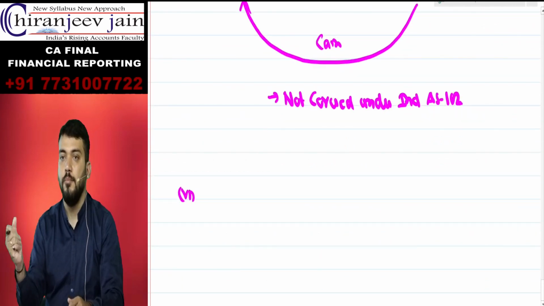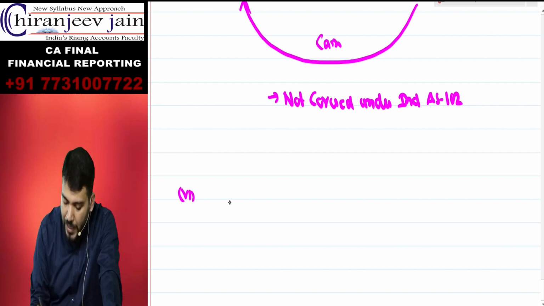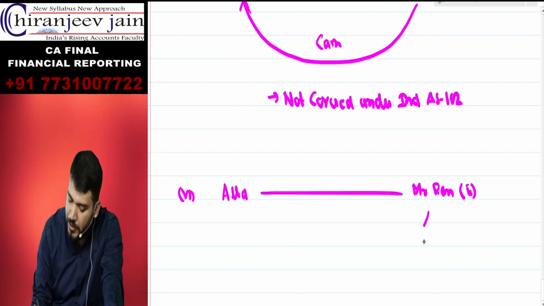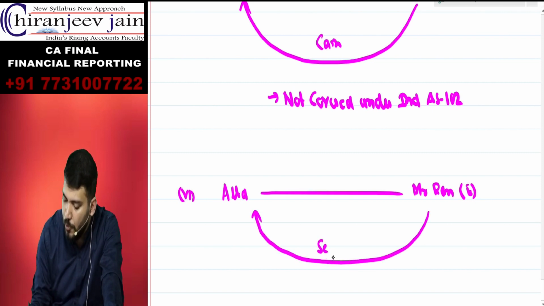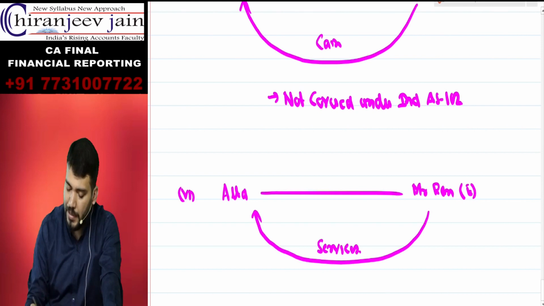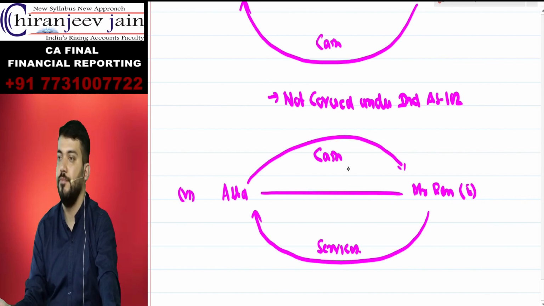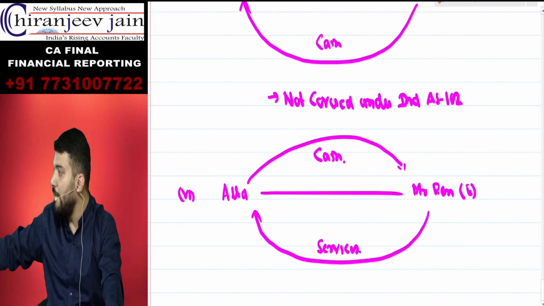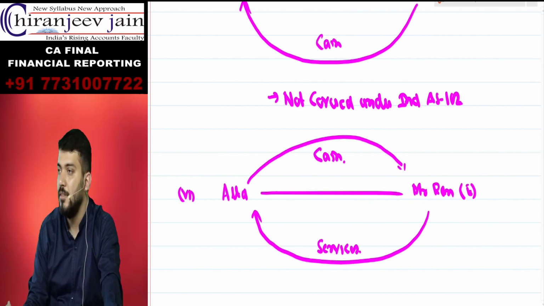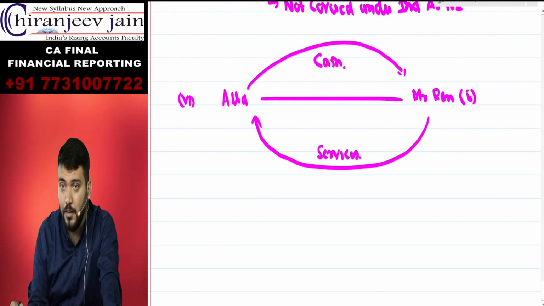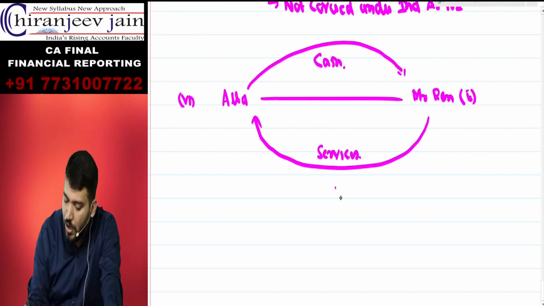Point number 6. Now, A Limited has one employee, Mr. Ram. Mr. Ram has provided services in the capacity of employee only. And A Limited has said, I will pay cash. Whatever service you provide, I will pay cash. Covered or not covered? Not covered. It is not covered.